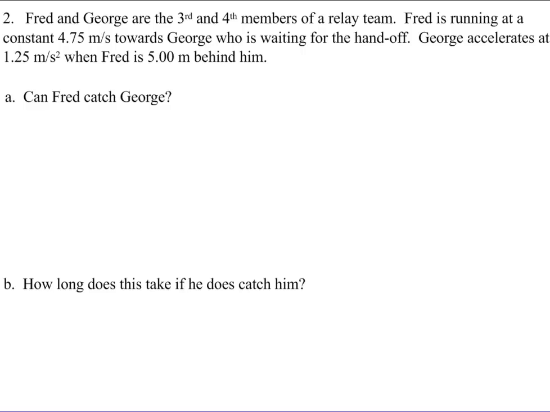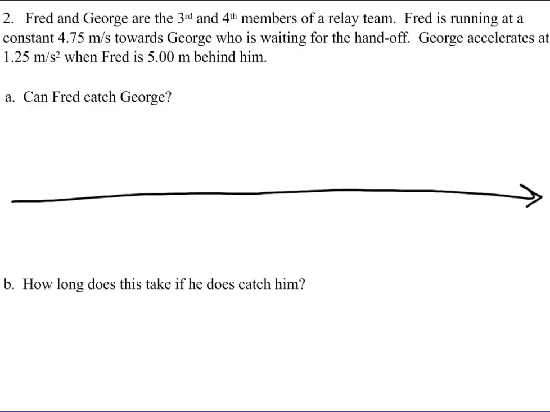Okay, so here we've got Fred and George. Again, first thing we're going to do is draw the line. Identify where they are and what we have. It also says that Fred is 5 meters behind George, so we can identify that. So here's Fred, George, and this is 5 meters.